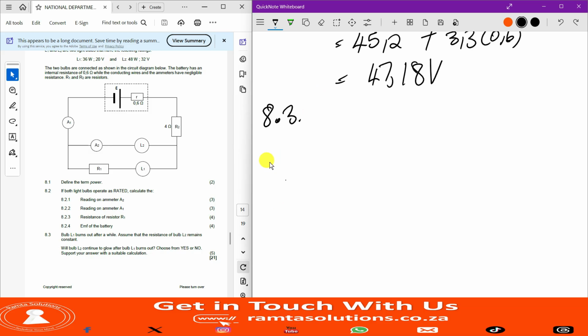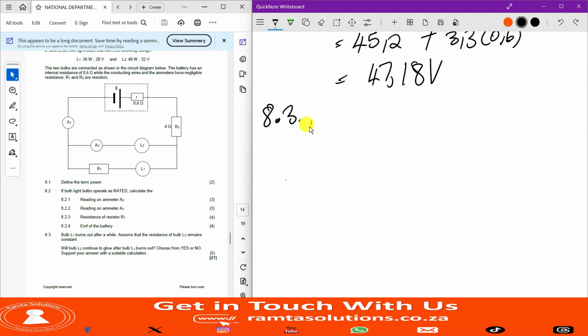When bulb L1 burns out, we need to know what's going to happen. Remember, the EMF will remain the same. So what we need now is to know the external resistance and the current flowing when there's no L1. Okay, so let's do this.